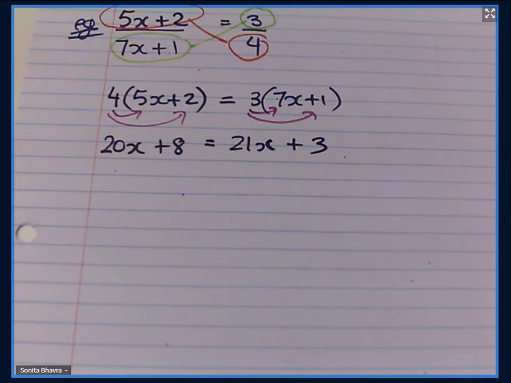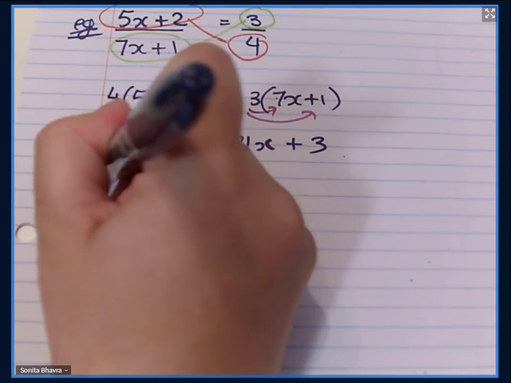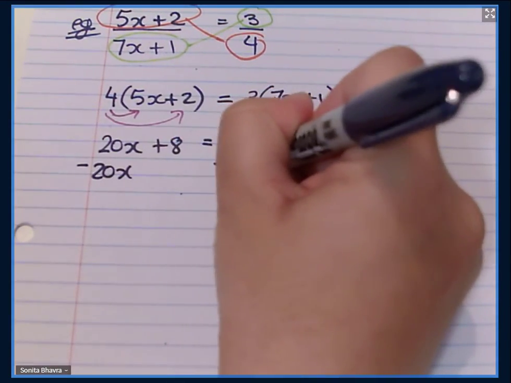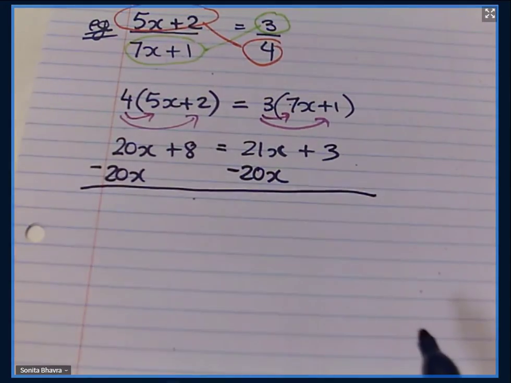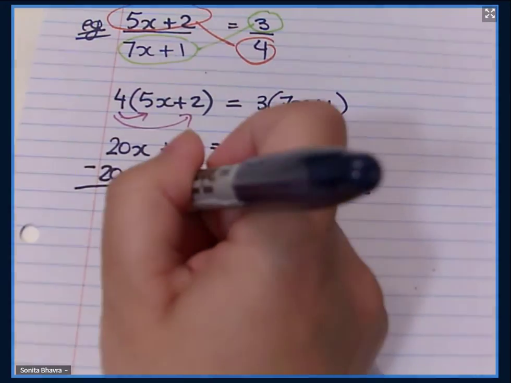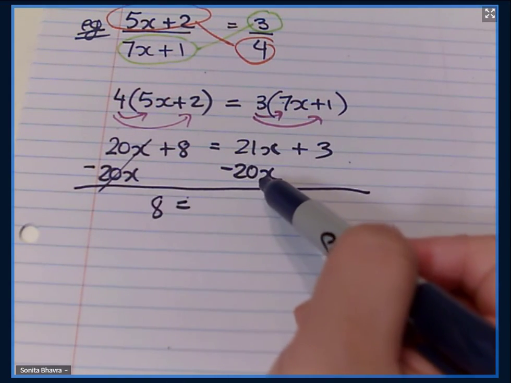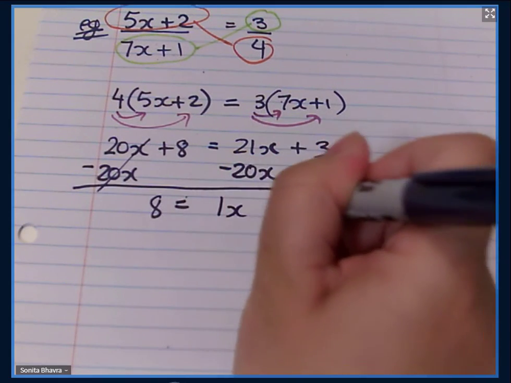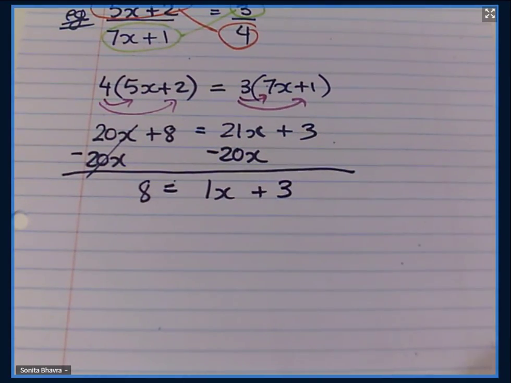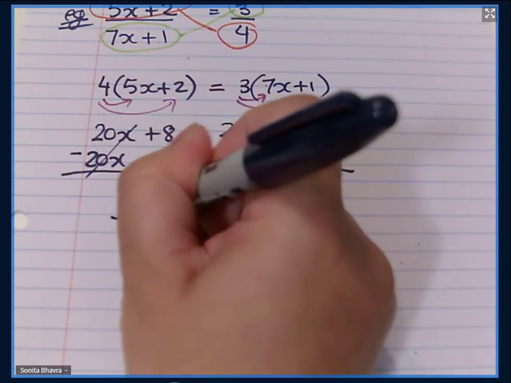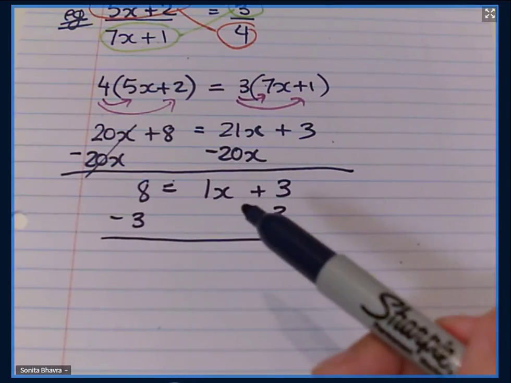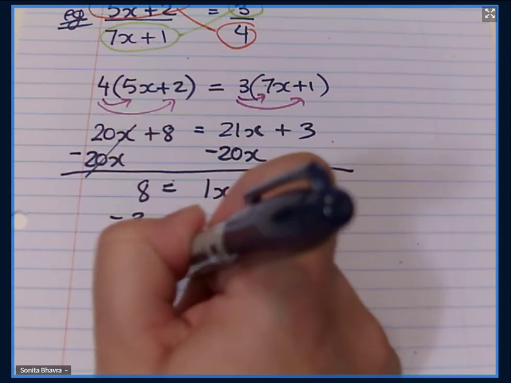All right, and now it's like a type 3 equation. So we just have to bring our x on one side of our equation and our numbers on the other side of the equation. So I'll subtract 20x here, and subtract 20x here. That way my x will be positive. So on my left-hand side, I have 8 is equal to 21 minus 20, which is just 1x, plus 3, and then I'll just subtract 3 on both sides. 8 minus 3 is 5, so 5 is equal to x.